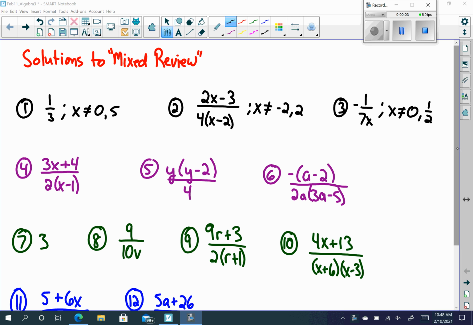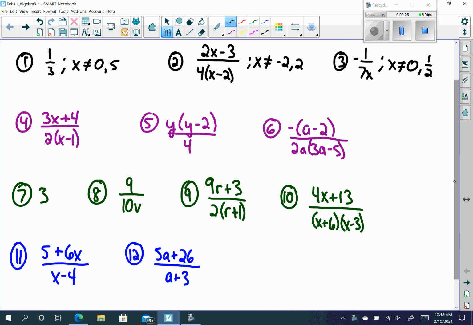Hello everyone, here are the answers to yesterday's worksheet. I'm going to go over each problem.